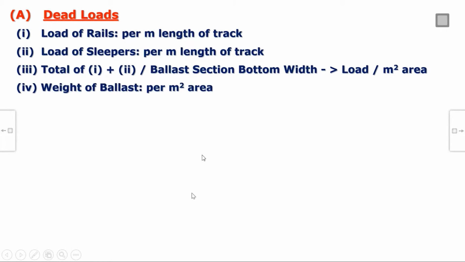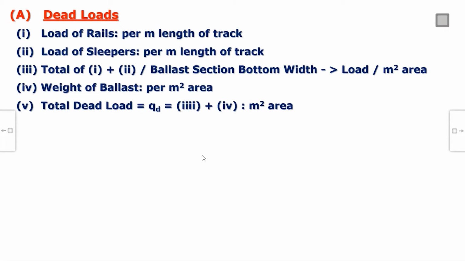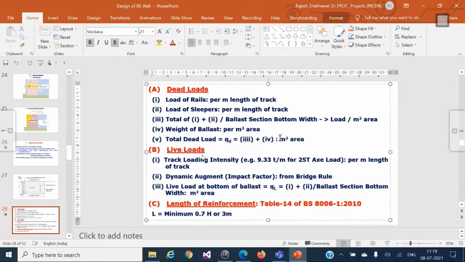Of course, you all know it. This is about dead load, and then you can take weight of ballast per square meter area. Total dead load will be 3 plus 4. So we call dead load as QD, dead load intensity basically it is per square meter area.